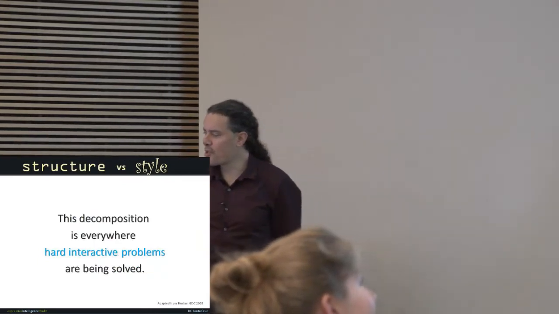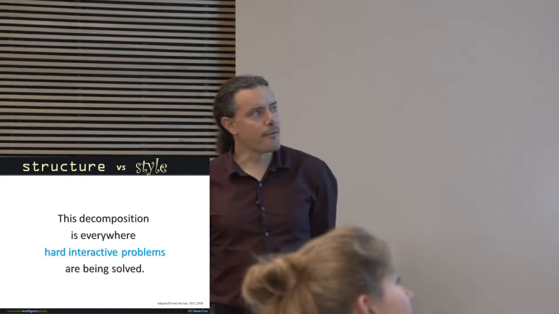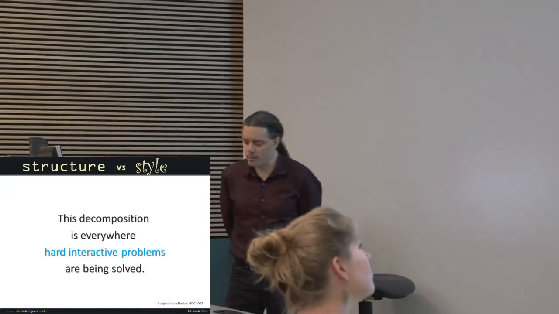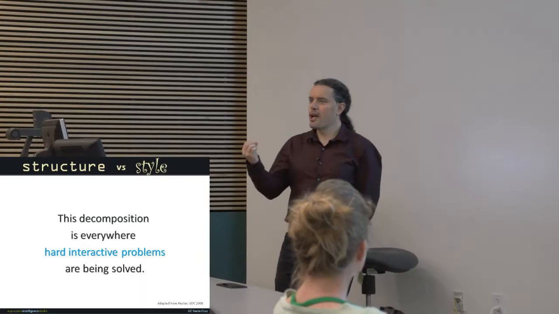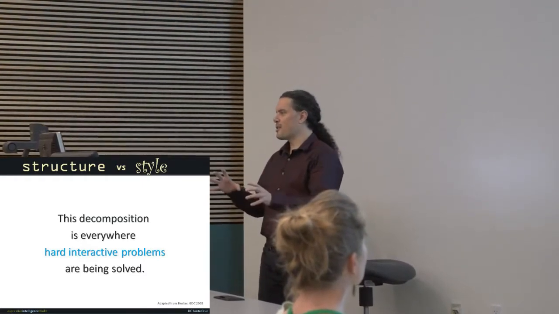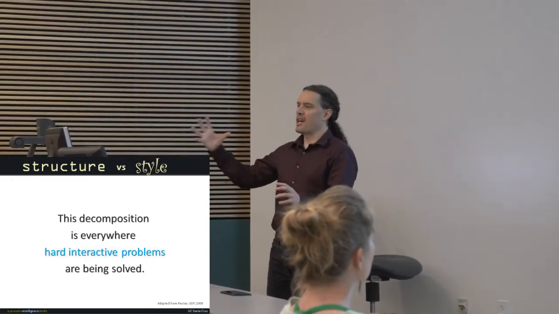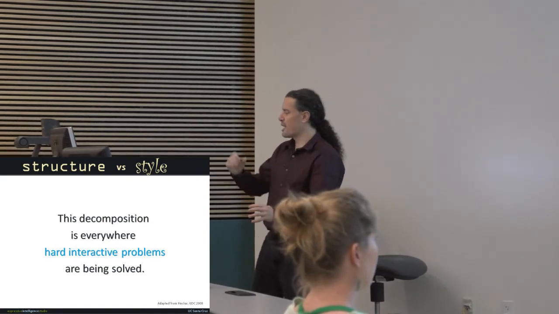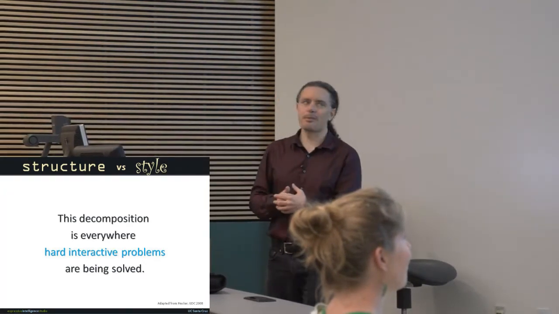And this structure versus style decomposition, Chris claims, and I think it's a really interesting claim, is found everywhere that hard interactive problems are being solved. The only way to make forward progress on hard interactive problems is to find some underlying fundamental structure that the computer knows how to represent and reason about and manipulate, and figure out some way to overlay on top of that structure an aesthetic style that can come from artists. And unless you can find that structure and stylistic overlay decomposition, you can't solve these hard interactive problems.